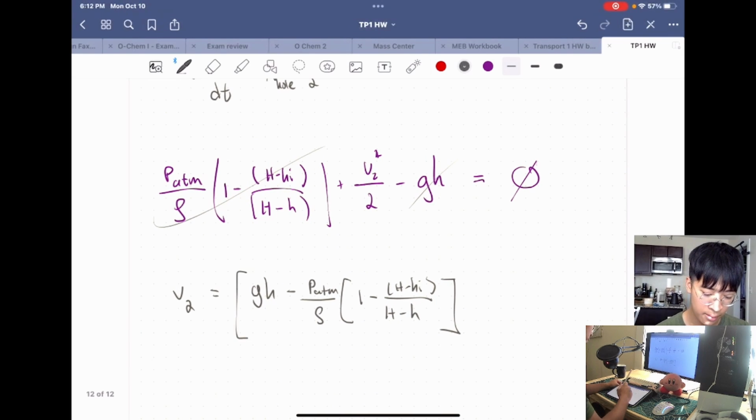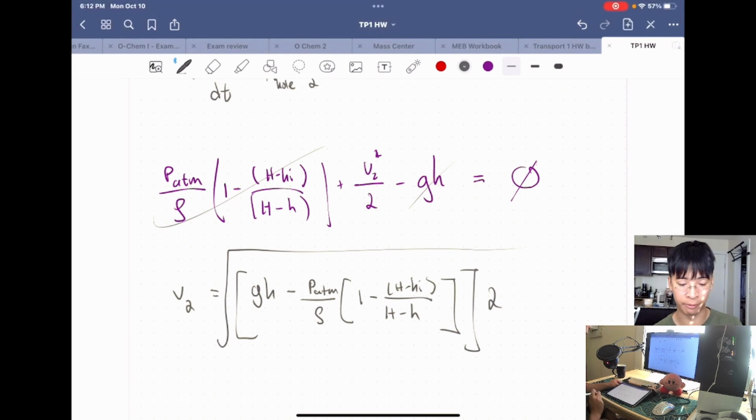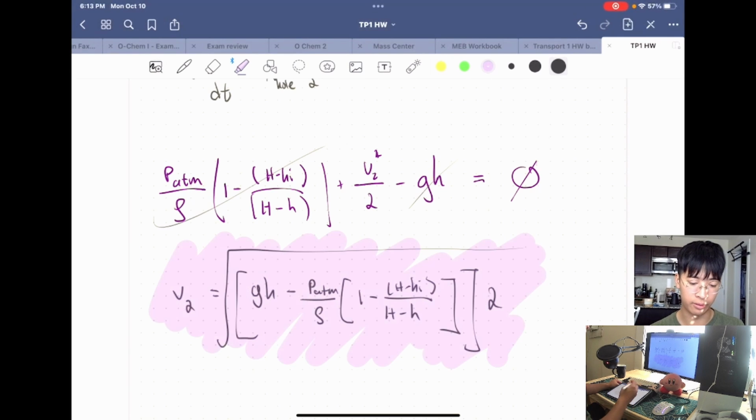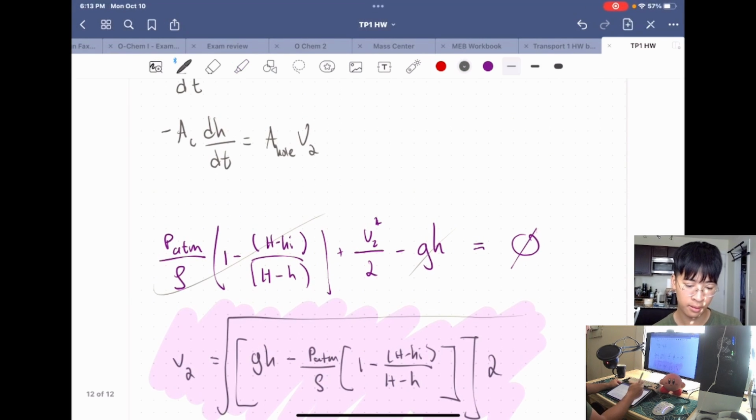All of this multiplied by 2 and taking the square root of. Okay, so this whole expression, let's do that bigger. This whole expression is going to go in here. Okay, so at this point, it's always good to look at your independent variables and constants.